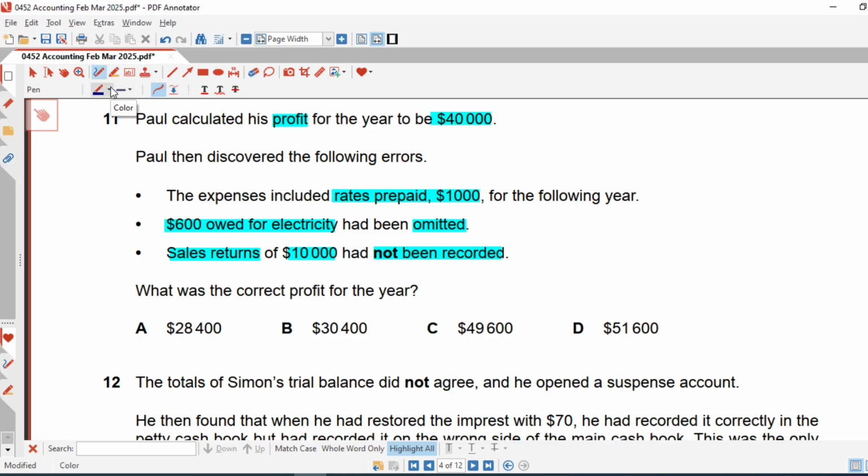Very simple. You only have to understand a few principles here and you're good to go. Rates prepaid. So these are not incurred but paid in advance. So if they are not incurred, they will increase our profit back up, right? So reducing the expenses. 600 owed for electricity. It was owed, right? So it's been consumed. In that case, we have to reduce the profit by 600. Sales return not recorded. Sales return reduces your income, so you reduce by 10,000. So 40 plus 1 minus 600 minus 10,000. You should get a corrected figure of $30,400.